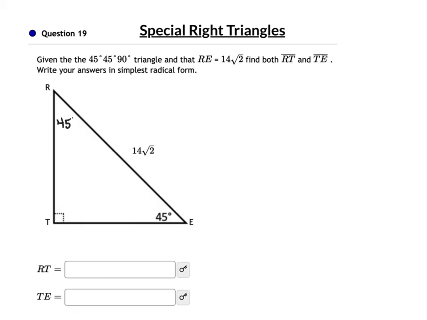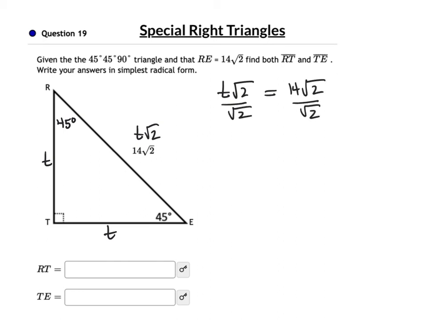Another 45, 45, 90. The hypotenuse is t root 2, and the two legs are t and t. My equation, the corresponding sides are t root 2 equals 14 root 2. I'll divide both sides by root 2. The root 2's cancel. Anything divided by itself is 1, and 1 times 14 is 14. So this is t equals 14. So these two sides are both t, they're both 14.